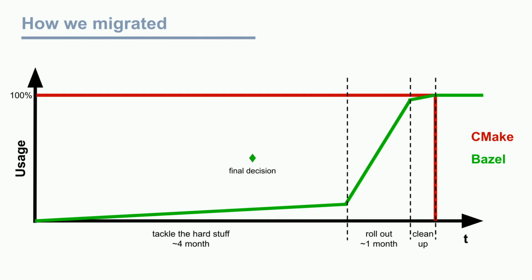So we came up with a plan, and the plan kind of worked out well for us, and that's why I would like to share it with you and it might help you as well. What you see here is the time axis and the usage of our CI systems. You see in red the CMake system, which kept on running in the background all the time, and then at some point was shut down. And you see the Bazel system, which first slowly and then very rapidly was able to build our software stack. And at the end, it's the only tool we have left.